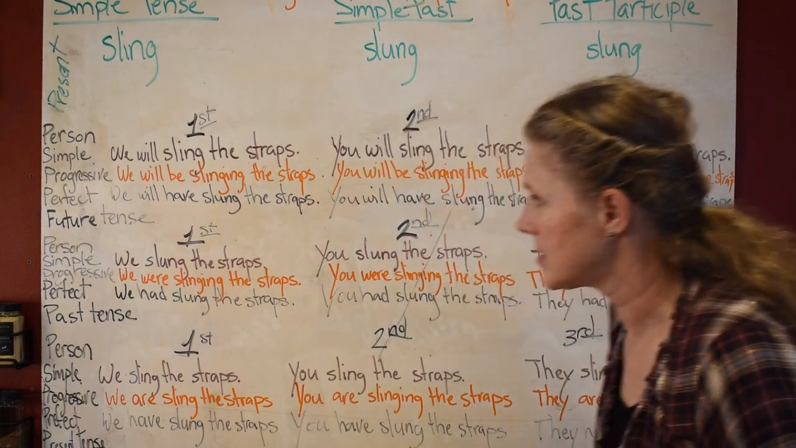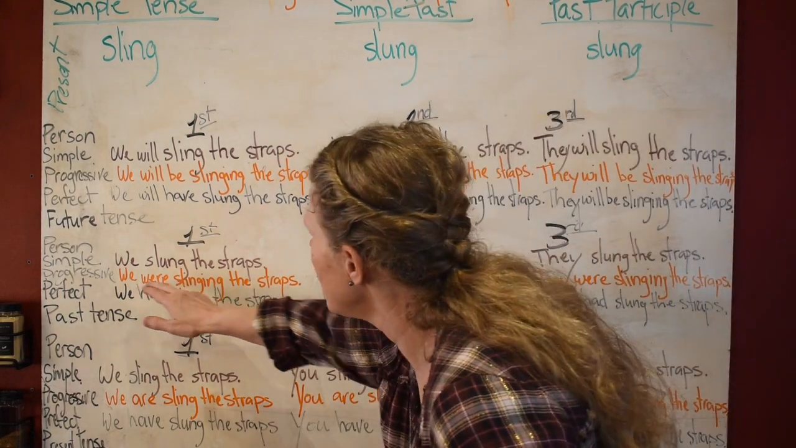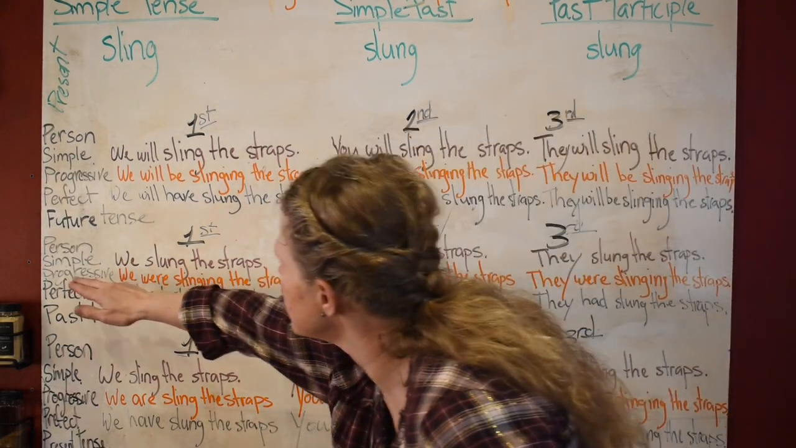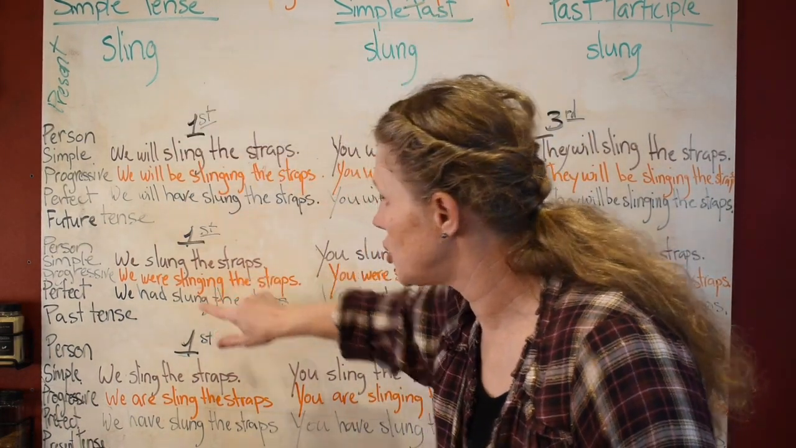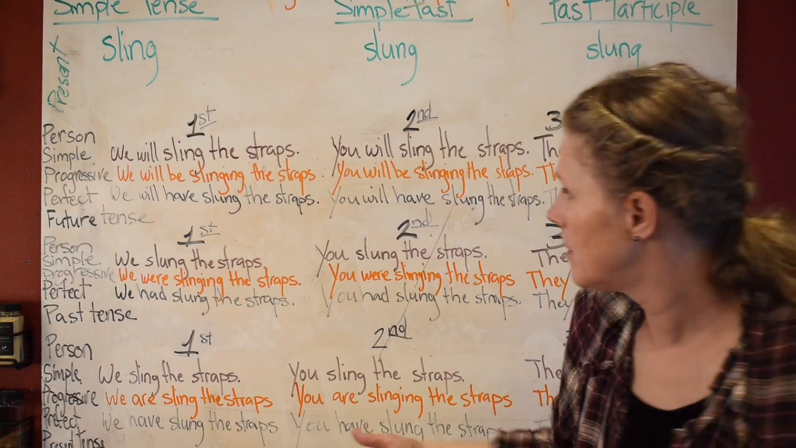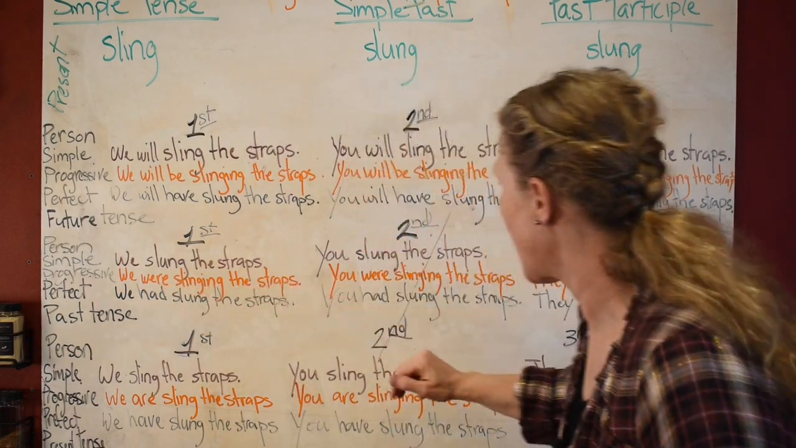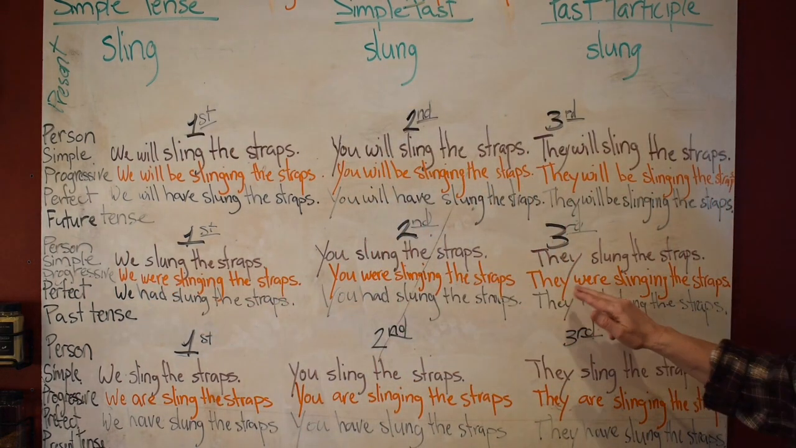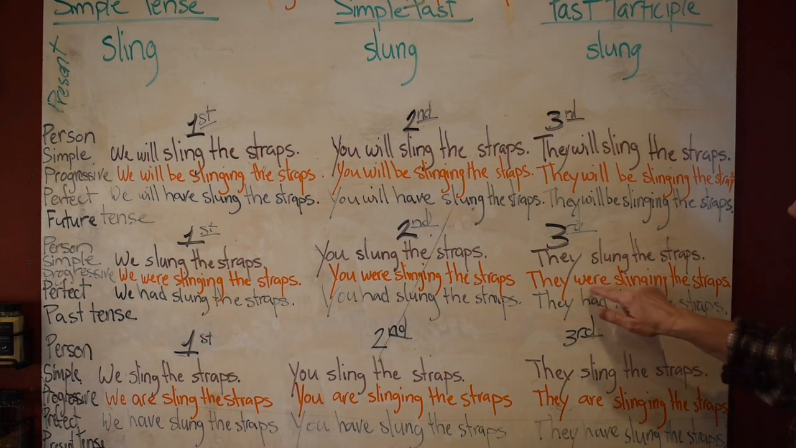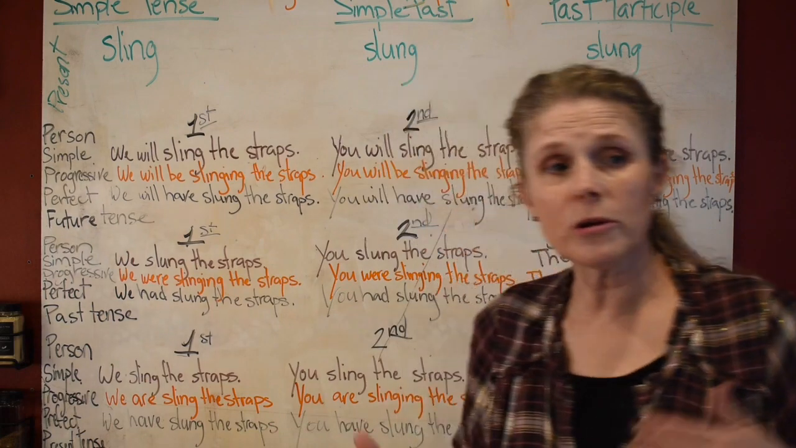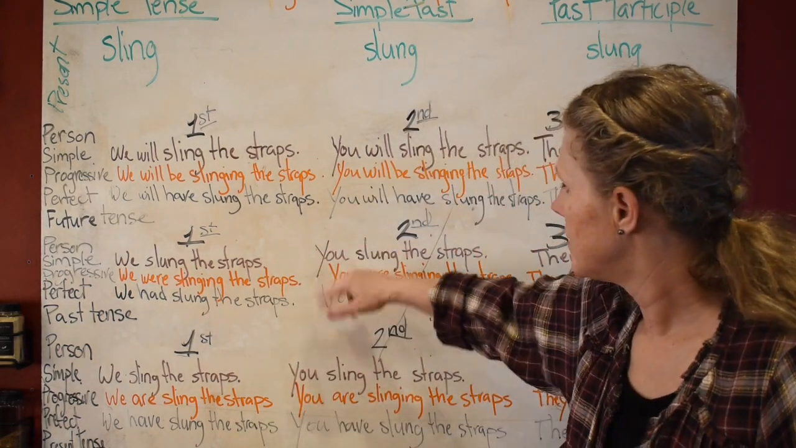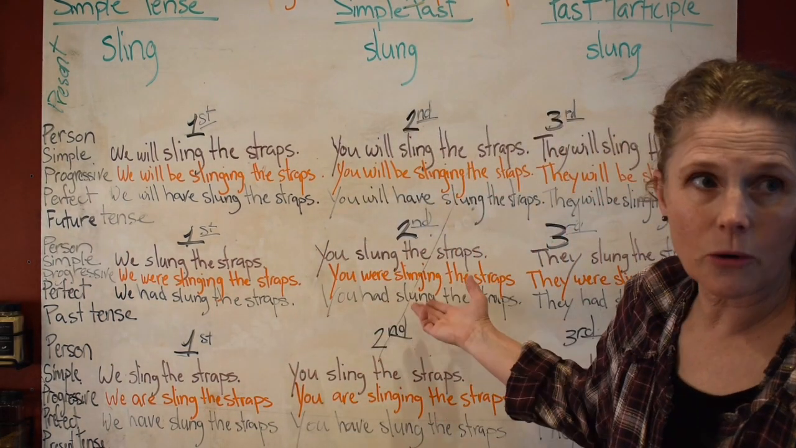Past tense takes the past tense verb. We were slinging the straps, but since it's in progressive, you're going to use the simple tense and add the ing to make your progressive. We were slinging the straps, you were slinging the straps, they were slinging the straps. This doesn't change at all when you're in the plural. And second person is always were.